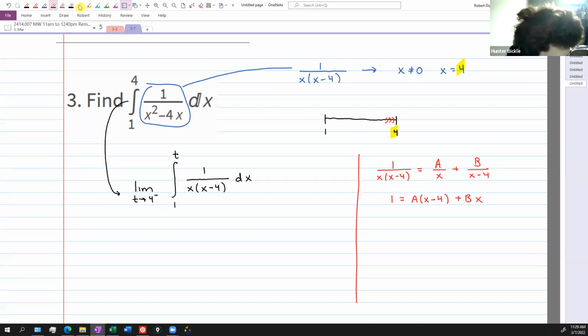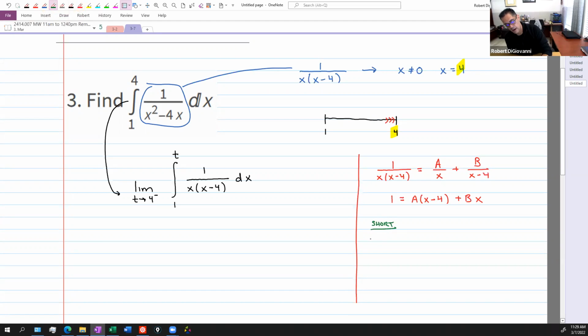Yeah, short's going to work out pretty quick because for the short method, let's start off, let's get A. So I'm going to let x be 0. That will kill off the B term. If I do that, I get 1 equals, let's see, if x is 0, I should just get negative 4A, which means that A is negative 1/4.